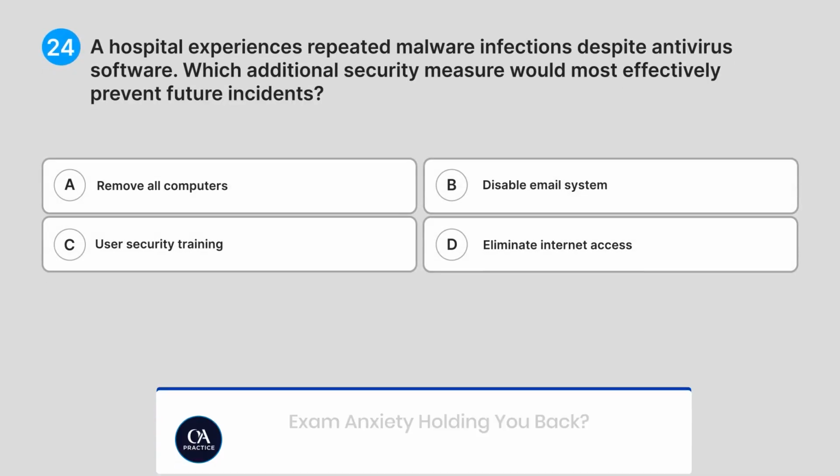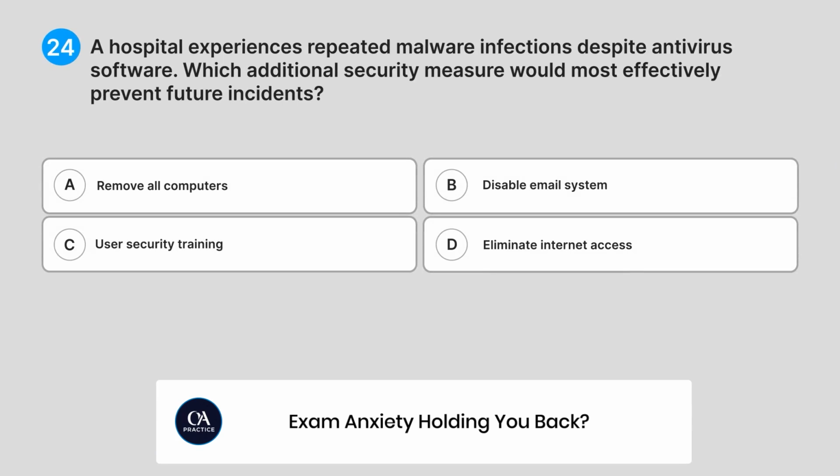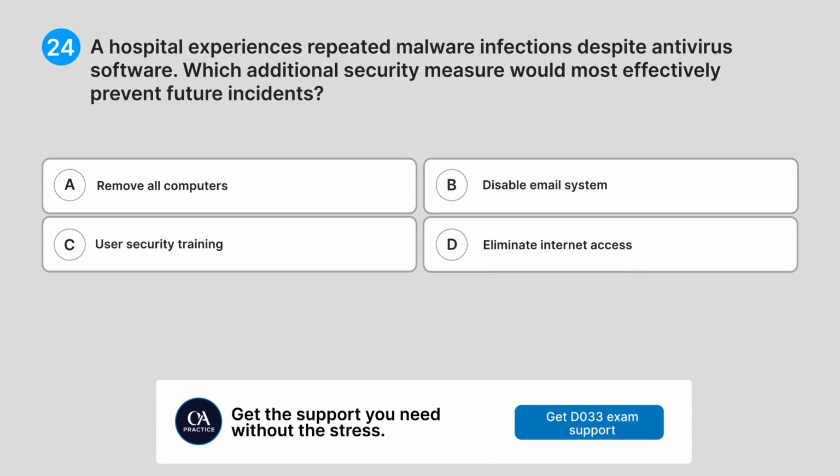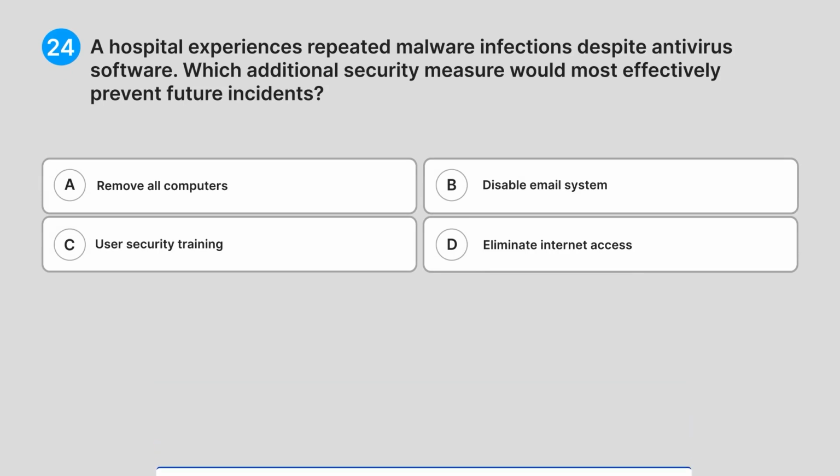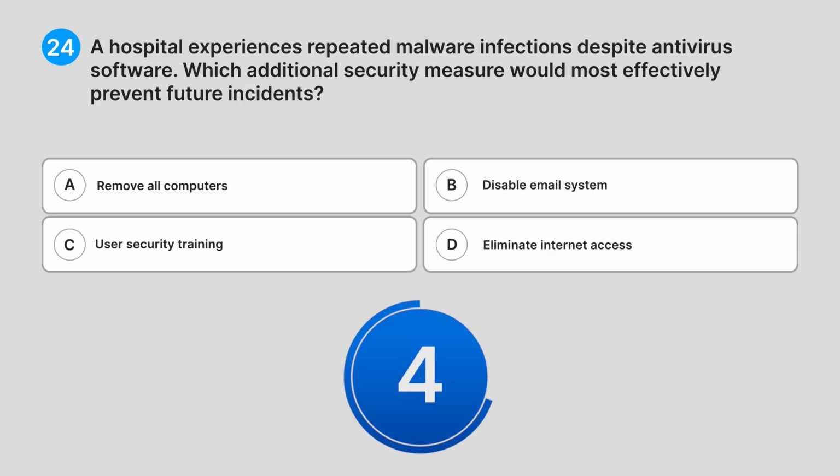24. A hospital experiences repeated malware infections despite antivirus software. Which additional security measure would most effectively prevent future incidents? A. Remove all computers. B. Disable email system. C. User security training. D. Eliminate internet access. Do you know the answer?